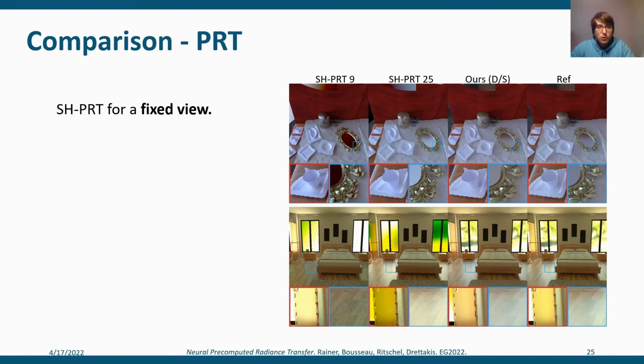Finally, we also show what traditional PRT would look like here for a fixed camera. So this is a simplified implementation that we did. The main conclusion here is basically that even with 5 spherical harmonic bands, so that's 25 coefficients, spherical harmonics tend to cut off the high frequency angular signals. So this is visible on the mirror, for example. Our learned light and transport codes are capable of representing high frequency signals much more accurately.